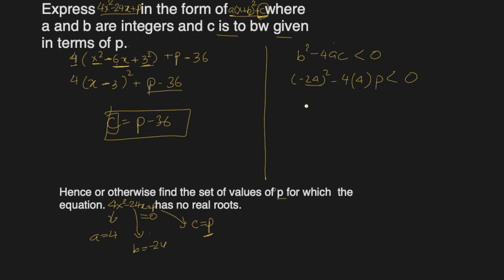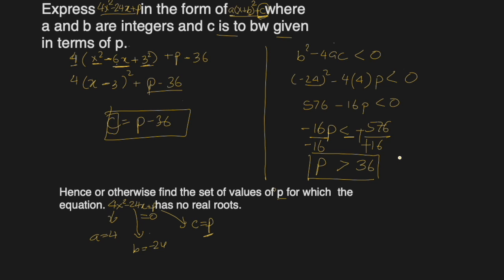So 24 square will be 576 positive, minus 16p less than 0, minus 16p is less than minus 576. We'll divide both sides by minus 16, and when we divide by minus 16 in an inequality, the sign changes. So p is greater than, these become positive both of them, and 16 times 3 is 48 and 16 times 6 is 96. p is greater than 96. This is the set of values of p.